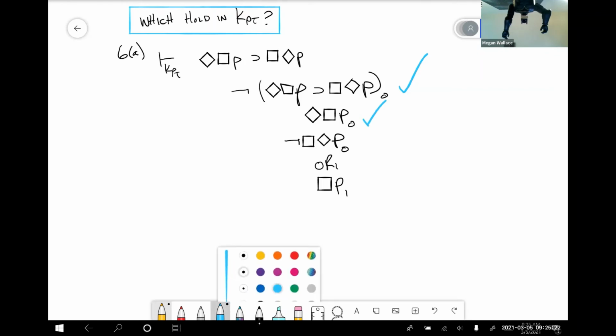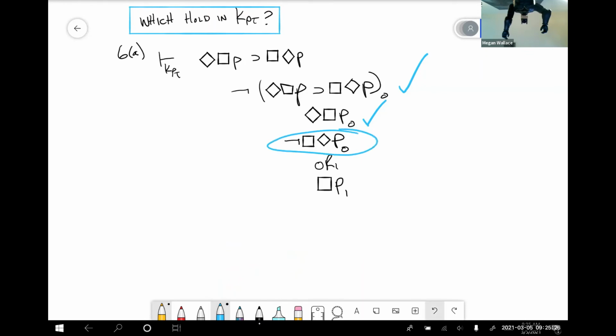Now I'm going to take this one right here and apply the negated box rule to it, and what that gives me is diamond box diamond P at 1. That again is just taking the negated box rule to this one, and then I get that bottom line. That's a diamond claim, so I can apply my rule here.